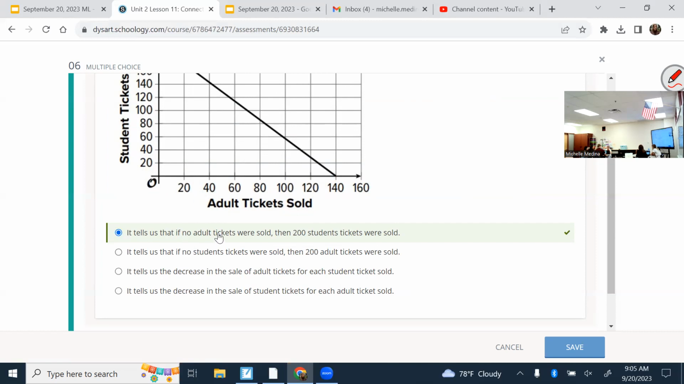So questions on this one? Questions on other ones? Brady?